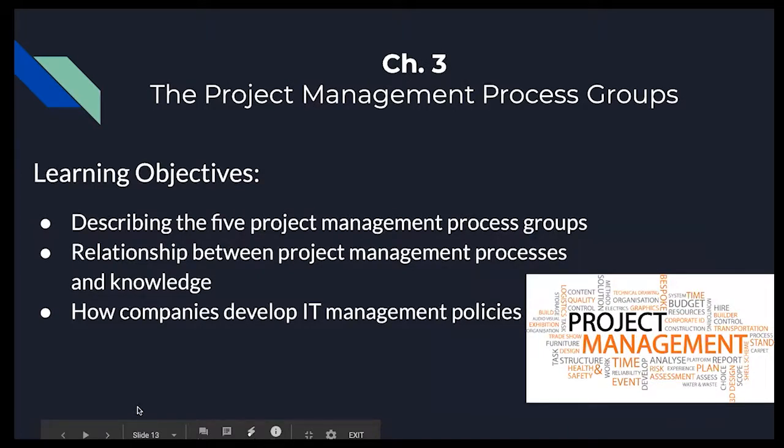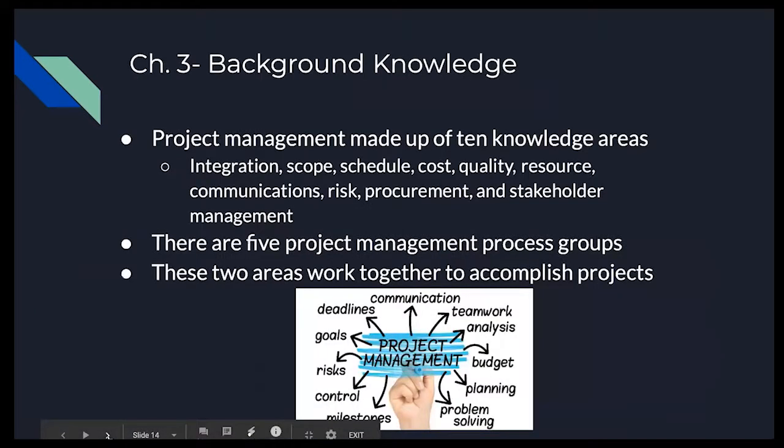We're going to jump into project management process groups, which is chapter 3 of the book. Next page, please. Project management process groups are really just the grouping of the project's lifecycle. This goes hand in hand with the 10 knowledge areas of project management. Some of those important ones are going to be integration, scope, cost, resources, procurement, and then stakeholder management. These two combined are going to work together to accomplish our project's goal, and we'll see later how they actually integrate with each other. Next page, please.